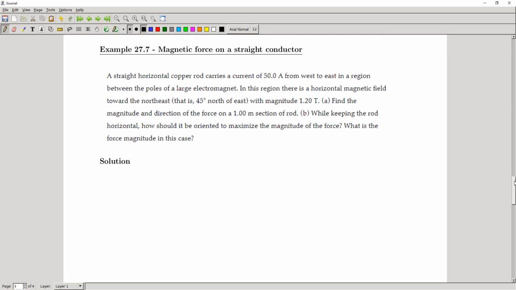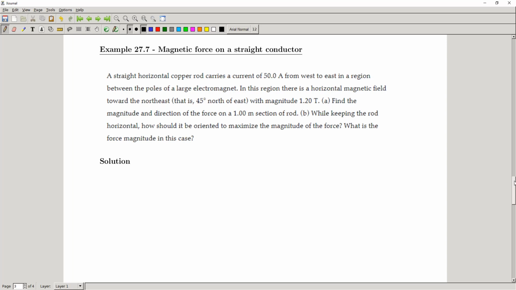I'm going to do two examples now. The first one's not too bad. The second one's a little more involved, but it's not too bad also. They'll take a little bit of time, but we'll get into them here. Okay, so this is 27.7 from the text. It's a magnetic force on a straight conductor. And let's get started here.